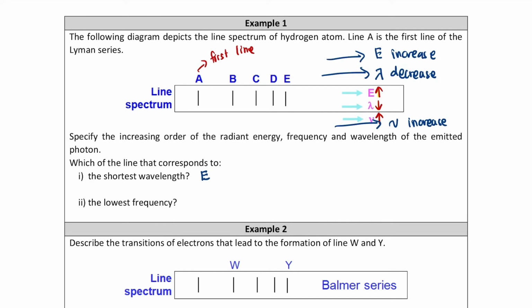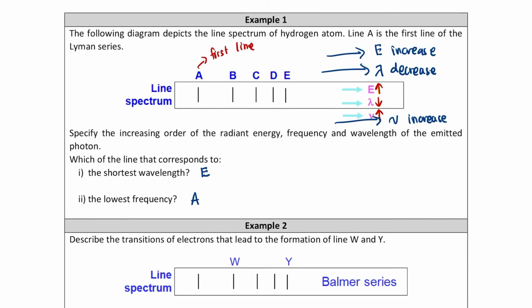Okay, so next question minta which line yang lowest frequency. Okay, so kalau kita tengok ni daripada left to right, frekuensi dia akan meningkat. So kalau nak cari yang paling rendah, that means opposite direction lah, which is line A.